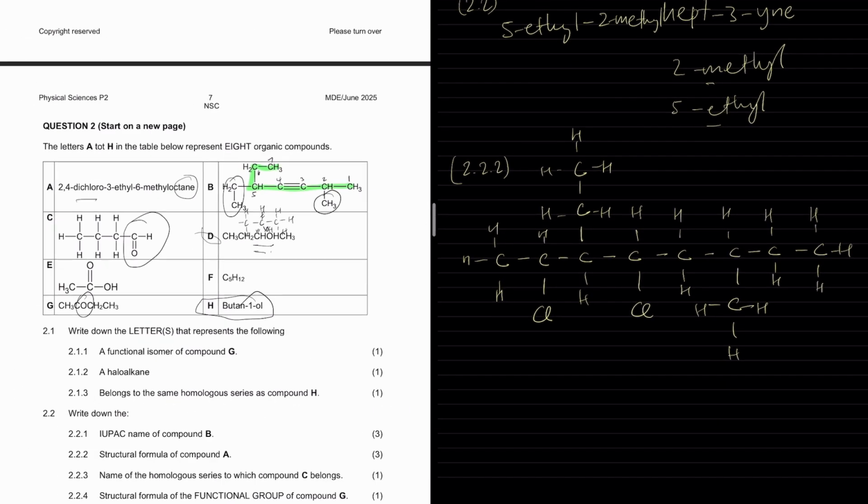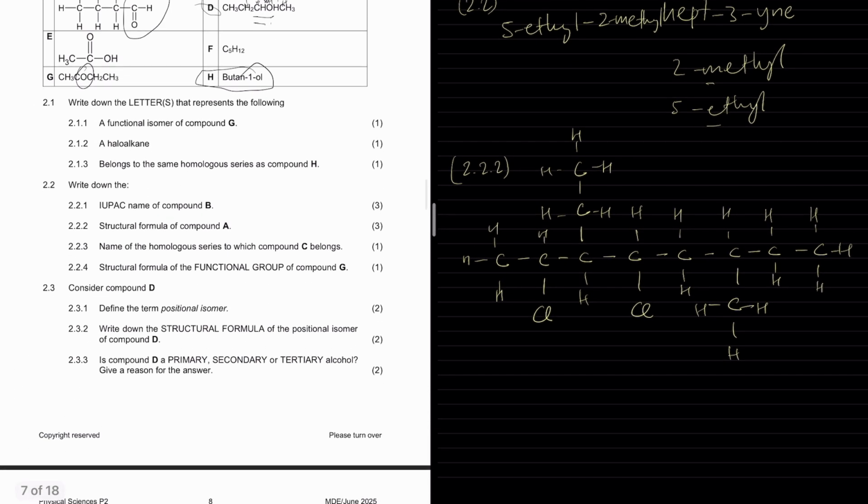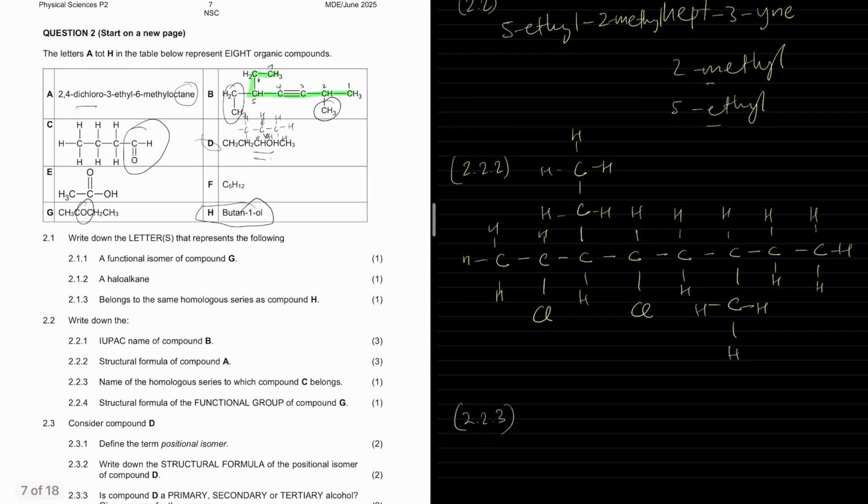Moving on, 2.2.3, name the homologous series to which compound C belongs. So compound C, I'm seeing a carbonyl group. So this C double bond O bonded to an H, like that. That is unique to aldehydes.